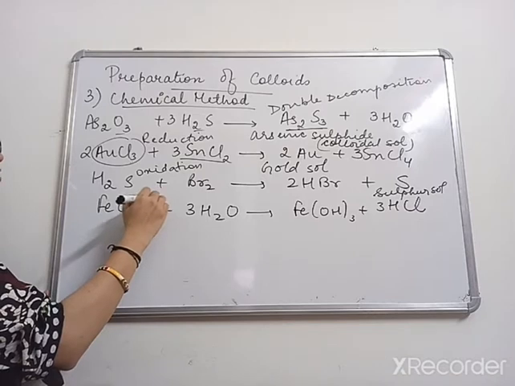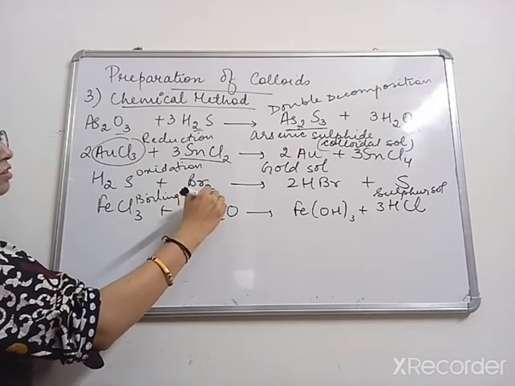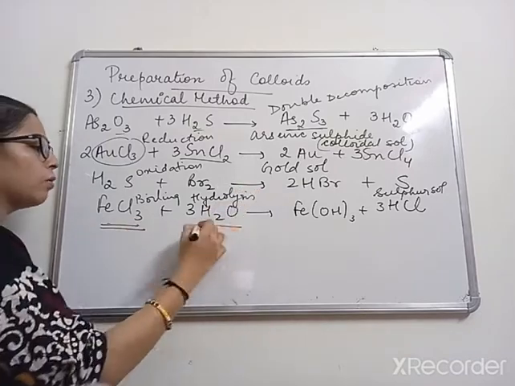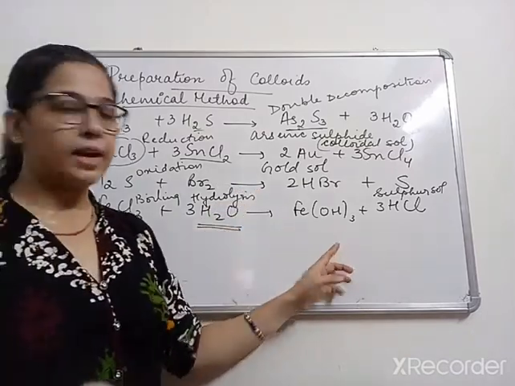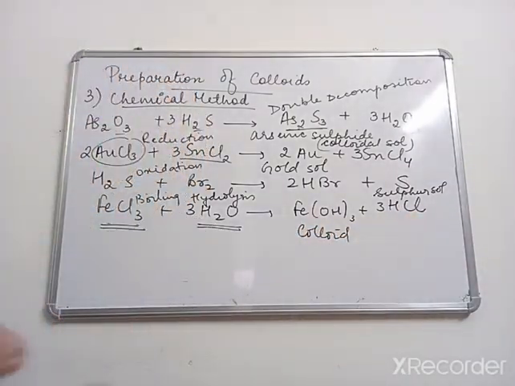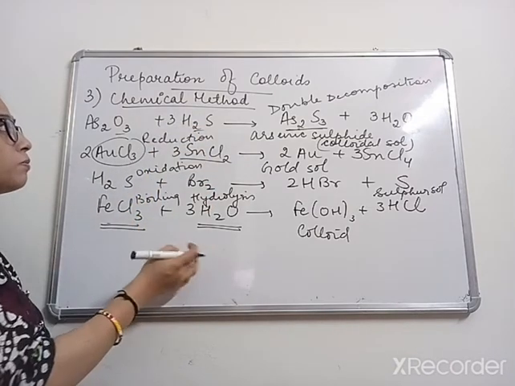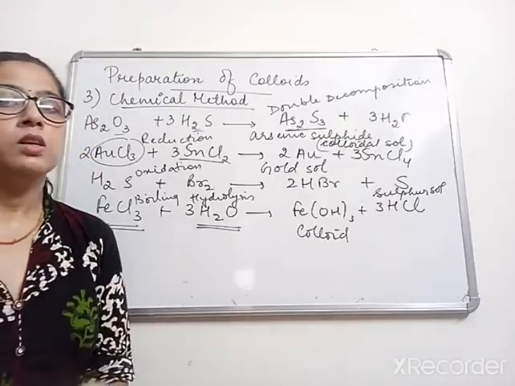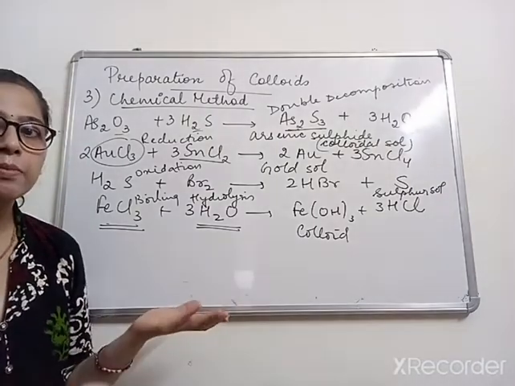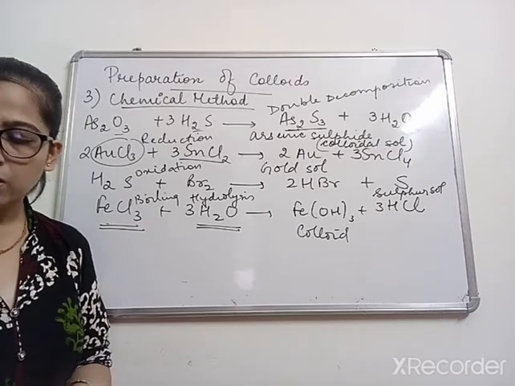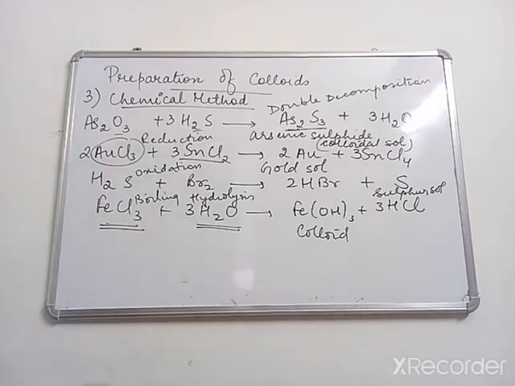And the next reaction is by boiling, that is hydrolysis. When you react ferric chloride with boiling water, you get ferric hydroxide, which is a colloid, along with HCl. So you get ferric hydroxide sol. So these are the different chemical reactions by which we can prepare colloid. By double decomposition, reduction. So these are the different methods by which we can make a colloid. Physical as well as chemical methods are incorporated to prepare colloid.